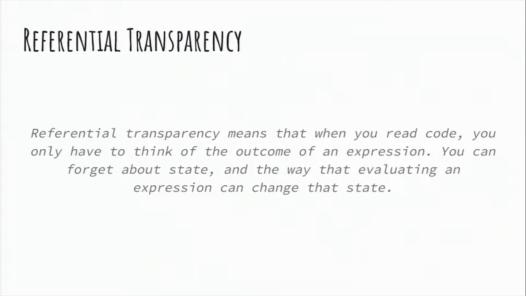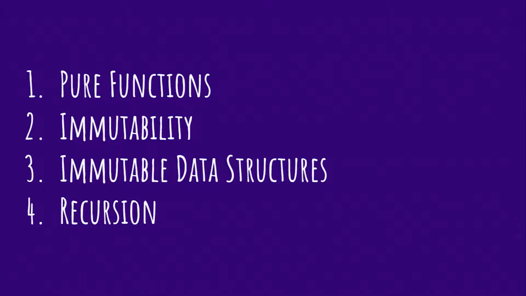What it also means, why it's so important, is because the FP guys, they say, well, it means you can read code, but you don't have to think about state. You just think about the outcome of an expression. You can forget about state, or the way that evaluating an expression can change that state. So less cognitive burden while reading code, cleaner code. But also, this referential transparency gives you stuff, and it makes sure you need other stuff. It gives you pure functions and immutability, but then you need immutable data structures and recursion.